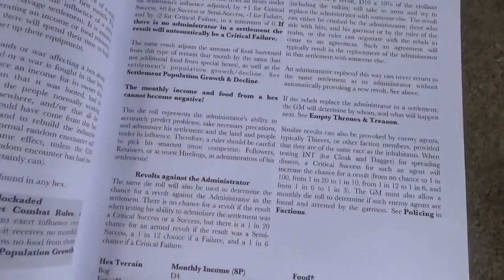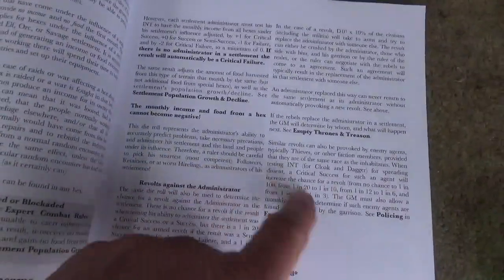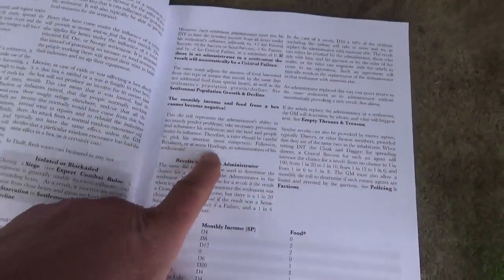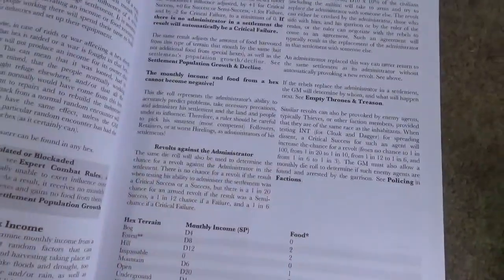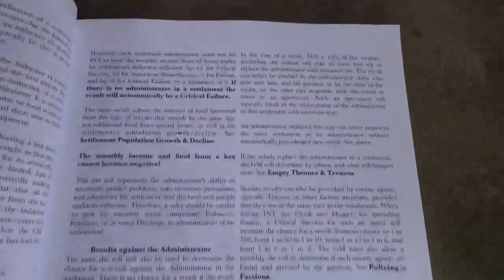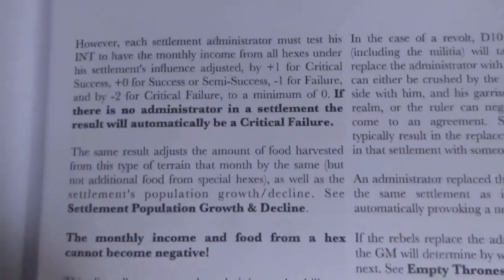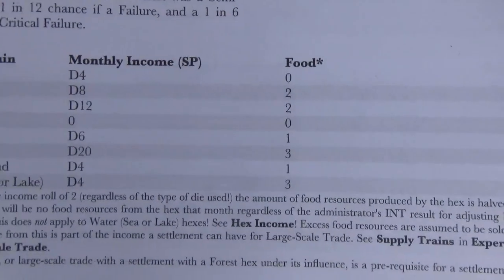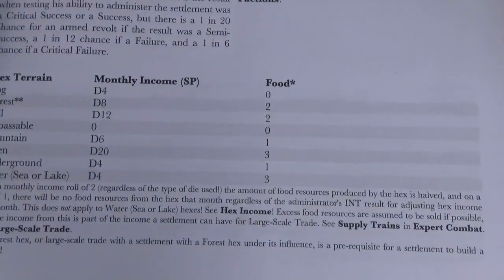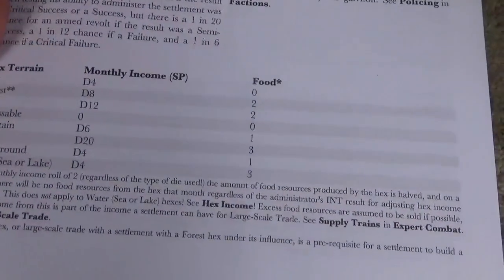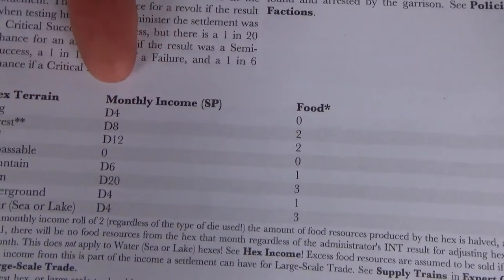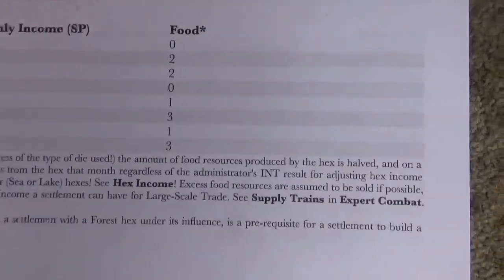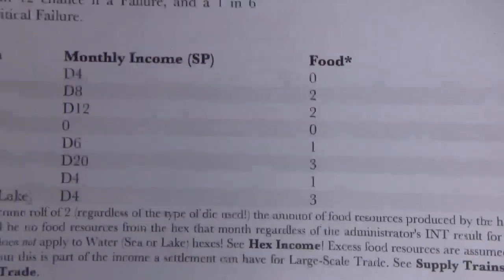Therefore, a ruler should be careful to pick his smartest, most competent followers, retainers, or at worst hirelings to administer. And of course, the die result of this will influence the income. Natural disasters and such are part of this, in the sense that if you, for example, roll a 1 for the income from this bog, well, that was a bad example, for you don't get any food from bogs.